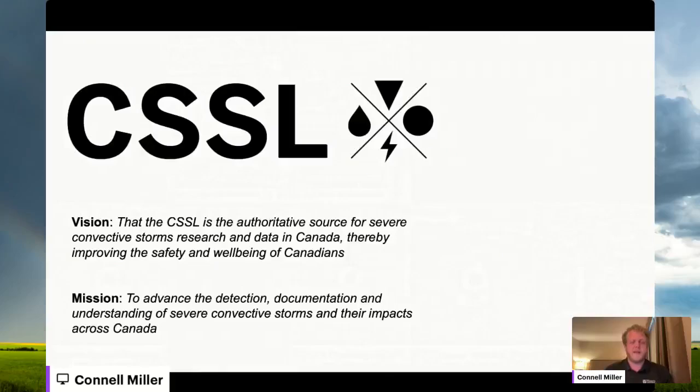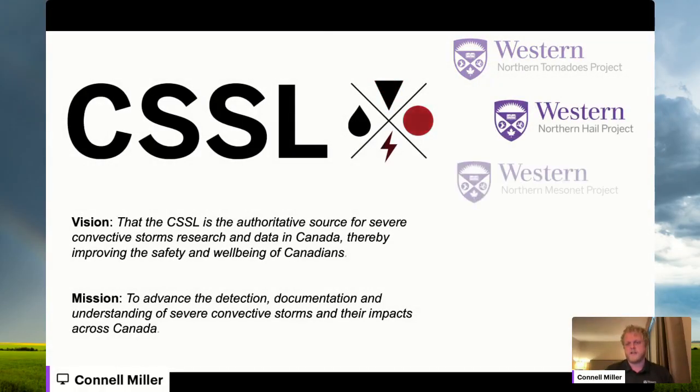So that's why we formed the Canadian Severe Storms Lab, or CSSL for short, with the vision that the CSSL is the authoritative source for severe convective storms research and data in Canada, thereby improving the safety and well-being of Canadians, with the mission to advance the detection, documentation, and understanding of severe convective storms and their impacts across Canada. So you may be familiar with some of our, now what we're calling, sub-organizations, those being the Northern Tornadoes Project, the Northern Hail Project, as well as the Northern Mesonet Project. You might notice there's a fourth symbol there. We'll get to that in a second here.